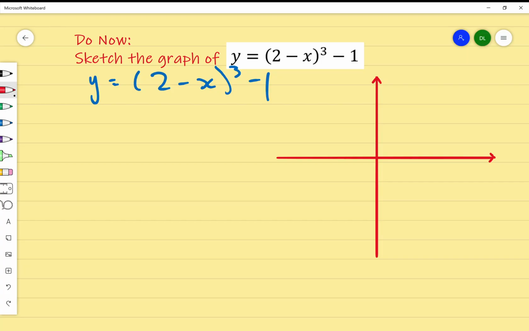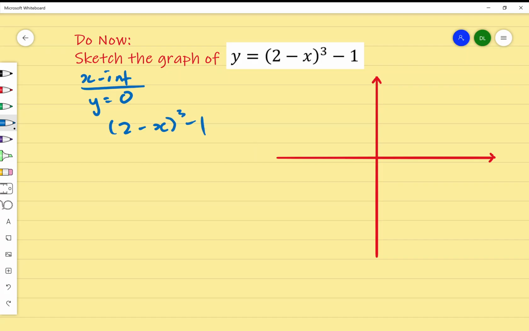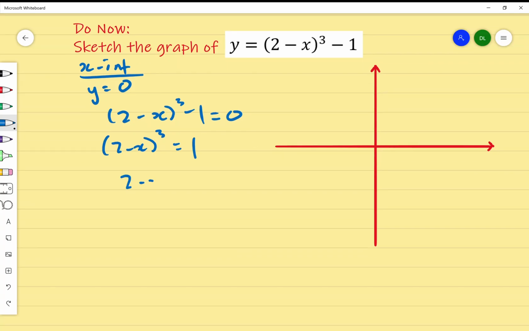What I'm going to aim to do is get that x value at the front. We can do that first, or we can find our x and y-intercepts. Let's just start by looking for our x-intercepts. To find my x-intercepts, I have to let y equal 0. Are we okay with that? So I get (2 minus x) cubed minus 1 equals 0, my apologies. I add 1 on both sides, get (2 minus x) cubed equals positive 1. I cube root. What's the cube root of 1? 1. 1 times by itself 3 times gives you 1.